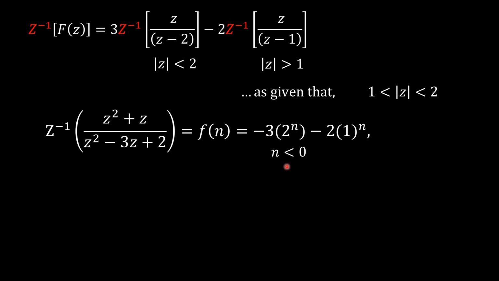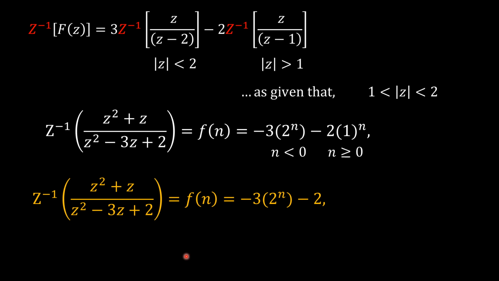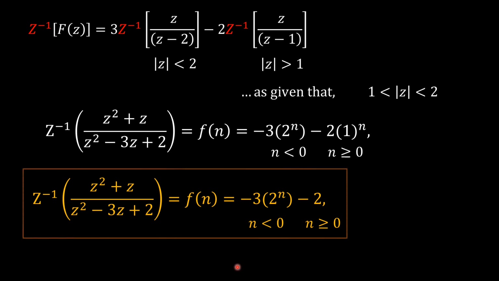For the first term, it is n strictly less than 0, and for the second one, it is n greater than or equal to 0, and hence the inverse Z transform for the given sequence is minus 3 into 2 raised to n for the first term for n strictly less than 0, and minus 2 for the second one for n greater than or equal to 0. So this is the partial fraction method. I hope you have understood this.